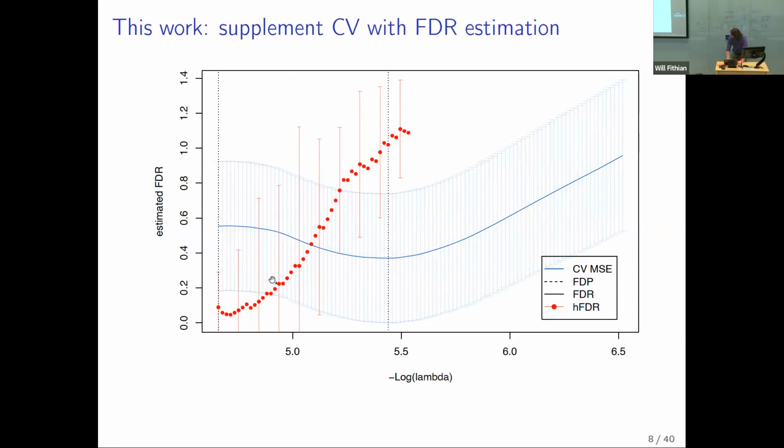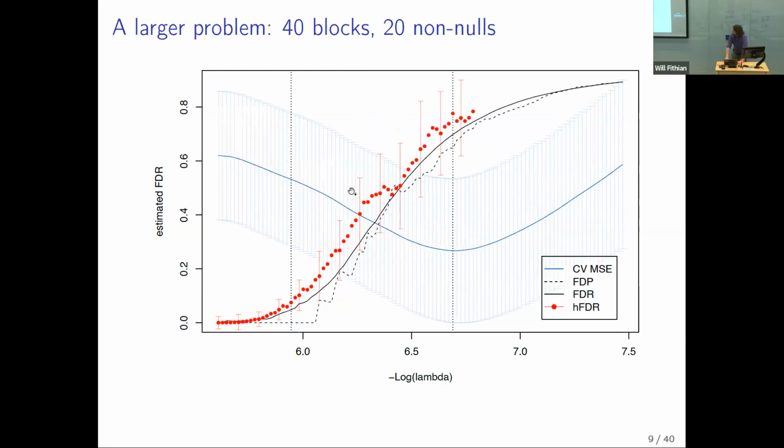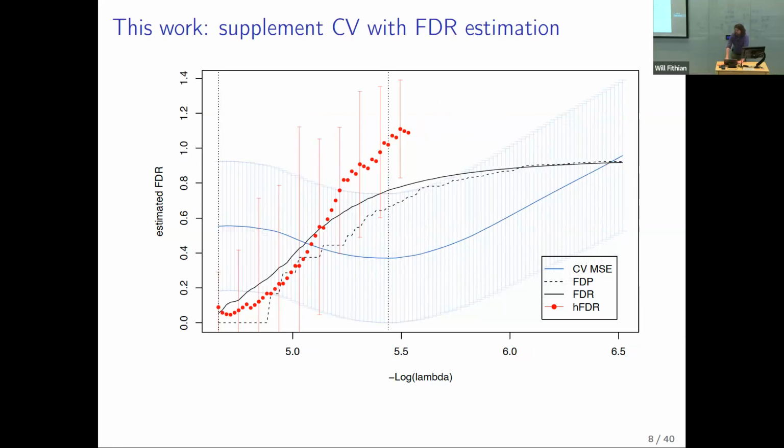And so we can supplement with this false discovery rate estimate, and maybe we use the false discovery rate estimate to select lambda, or maybe we would still use cross-validation to select lambda, and just use the false discovery rate estimate to have some sense of what the false discovery rate is. Now you can see this is actually quite noisy because we have high correlation between the different variables, but it still does a reasonable job of capturing the false discovery proportion, and an even slightly better job of capturing the false discovery rate. Here we know the ground truth false discovery rate because we're simulating the data ourselves.